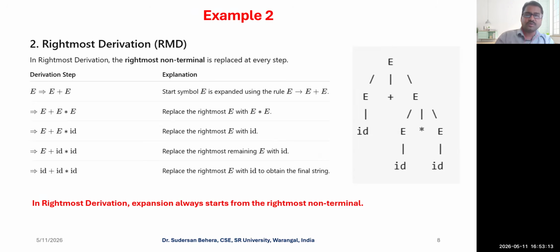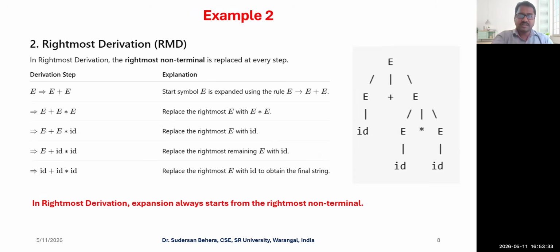Which one is the rightmost E? The third E is the rightmost E. So you replace it with ID. Now you got E plus E into ID. Now you have two E's left: first the first E, then plus, then the second E, then into, then ID.